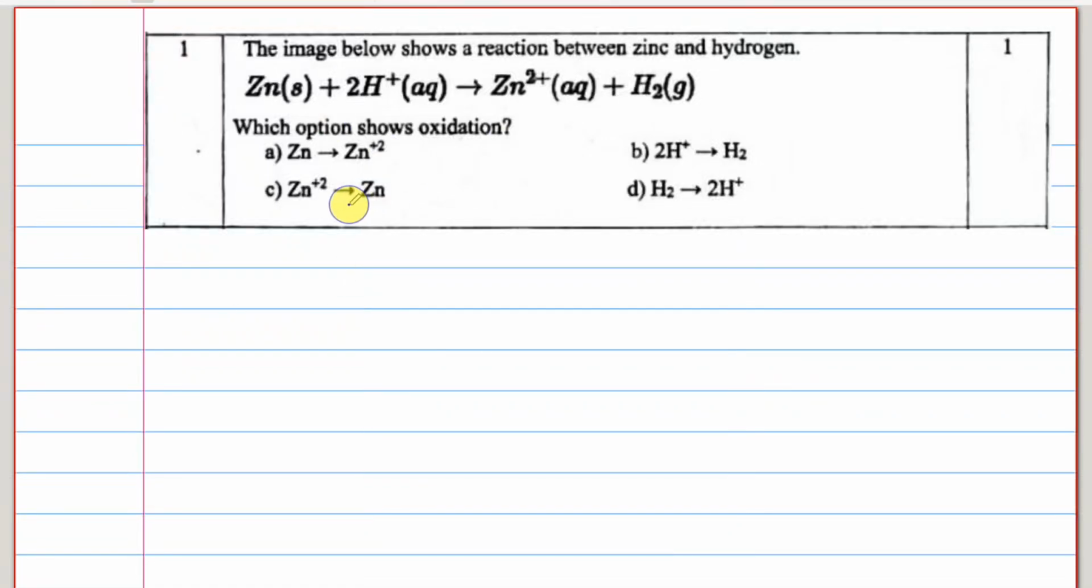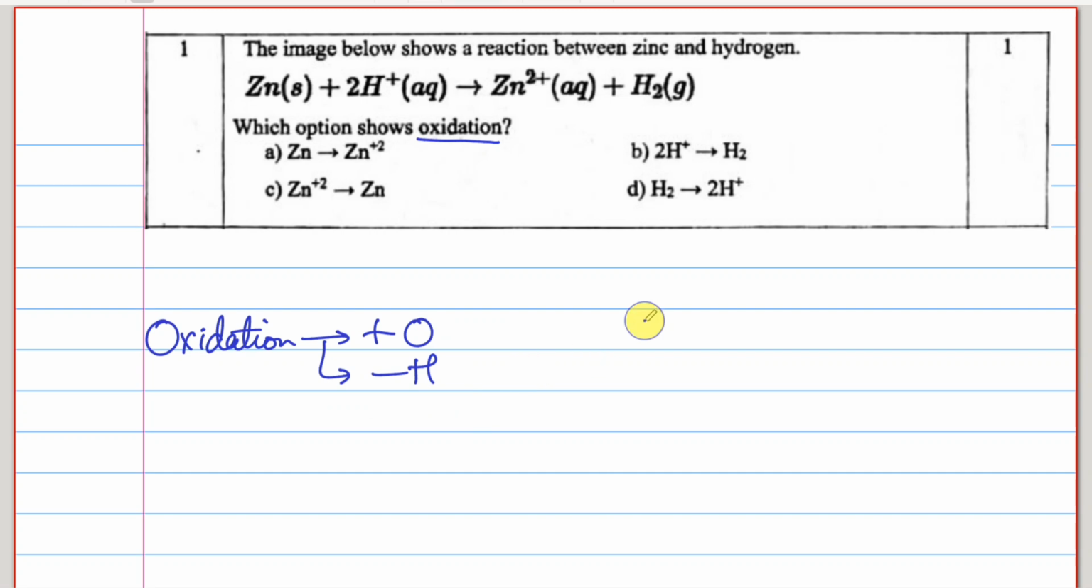So in this video, I will be discussing your science pre-board question paper. The first question given to you was, the image below shows a reaction between zinc and hydrogen, and then they have given us a reaction involving zinc and hydrogen. Which option shows oxidation? So they are talking about oxidation now. So let us recall the definition of oxidation. Oxidation is gain of oxygen or it is loss of hydrogen.